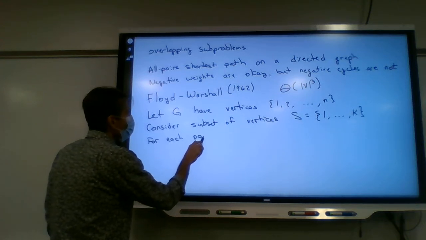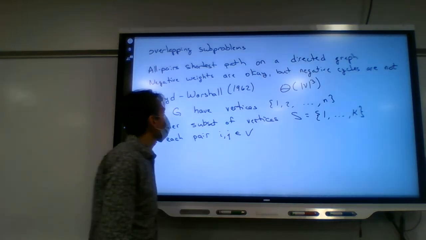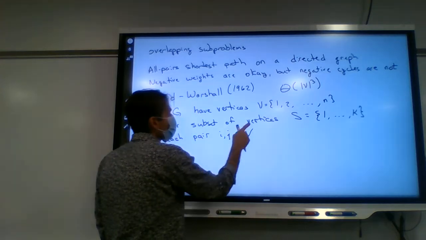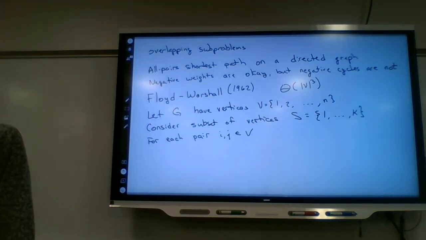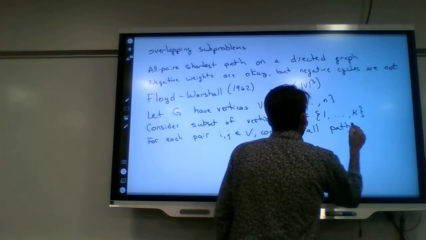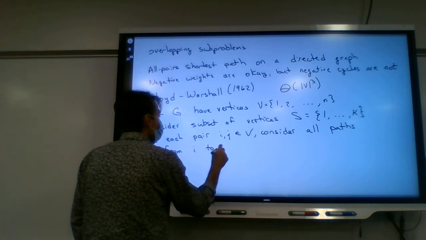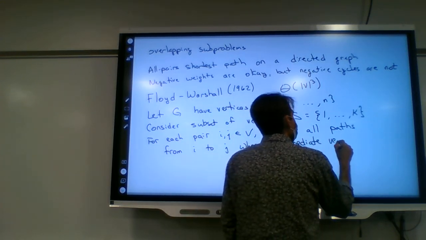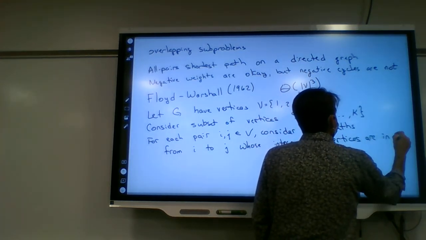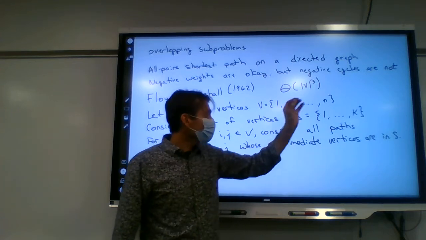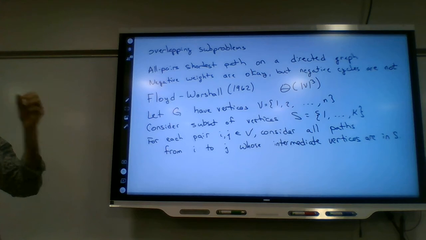So for each pair of vertices, i and j, in V, the vertex set, just 1 through n, we're going to consider all the paths from i to j whose intermediate vertices are in S. So we're only going to consider the paths from i to j that go through the subset that we're considering right now, where all of the intermediate vertices are in the ones from 1 to k.